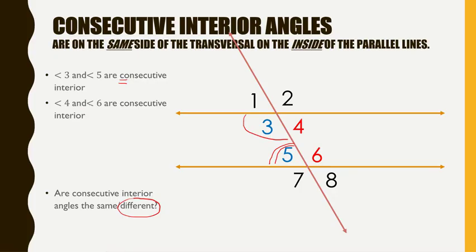But 4 and 6 are on the same side of the transversal. They're consecutive. Now, an interesting note to put here is you could put angle 3 plus angle 5 equals 180 degrees. You could also write angle 4 plus angle 6 equals 180 degrees. That is what consecutive interior angles do.